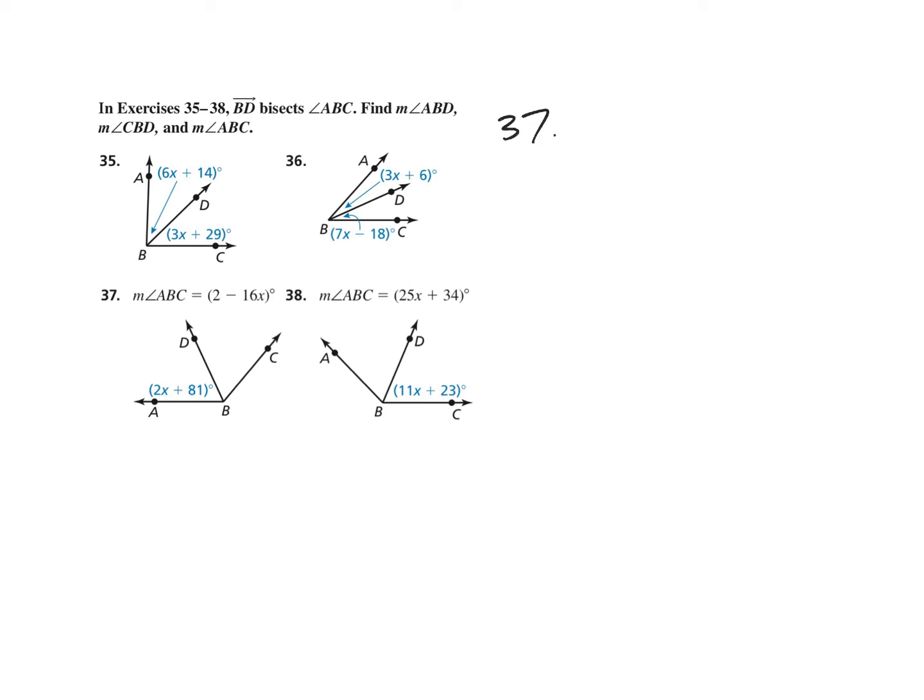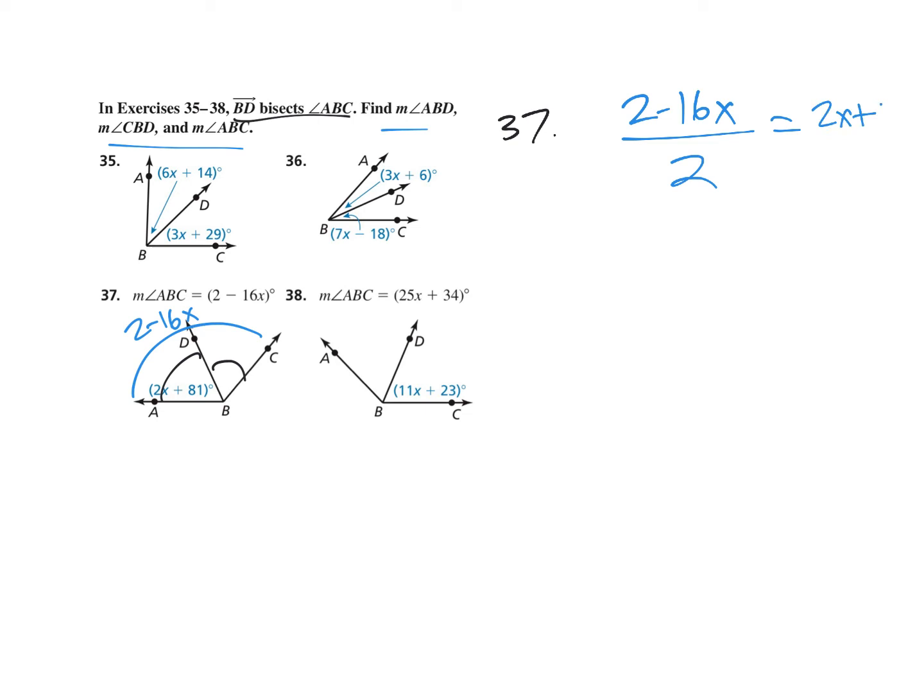The measure of ABC. Now again, in the instructions, it says that BD is a bisector, so these two angles are the same. So ABC, the whole angle, is 2 minus 16x. That's the whole angle. We're still supposed to find all these things here. Well, ABC is 2 minus 16x, so we have to figure out what x is. So 2 minus 16x divided in half is going to be equal to the 2x plus 18.